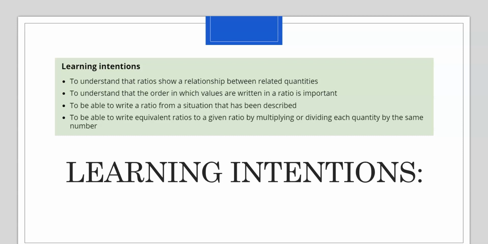Now, our learning intentions for this video are to understand that ratios show a relationship between related quantities, to understand that the order in which the values are written in a ratio is important, to be able to write a ratio from a situation that's been described, and to be able to write equivalent ratios to a given ratio by multiplying or dividing each quantity by the same number. Wow, that's a mouthful.